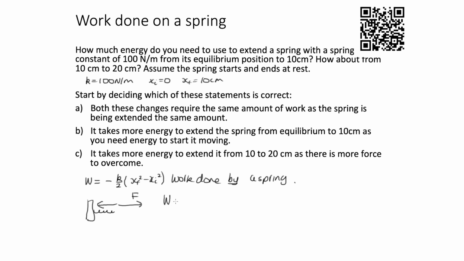So the work done on the spring is given by the equation: the work done is equal to k over 2 times (x final squared minus x initial squared). So that's how much energy we actually have to put in to extend it.